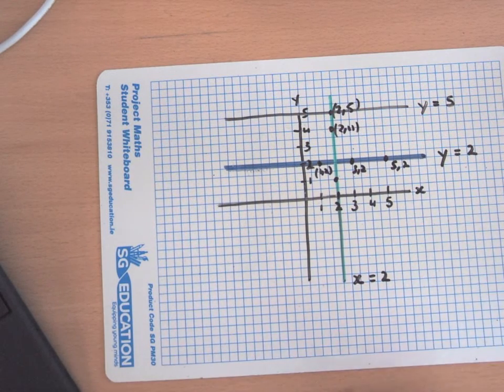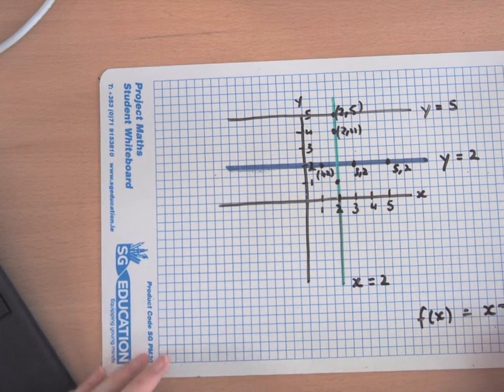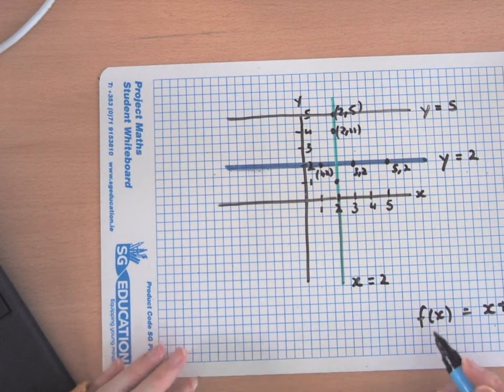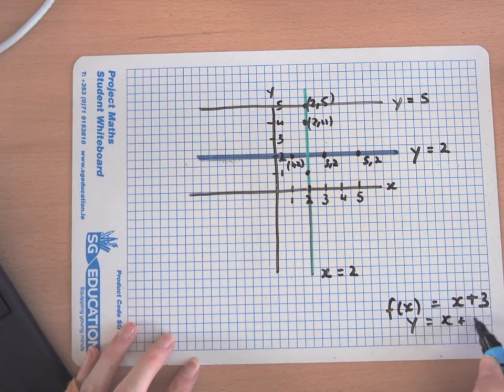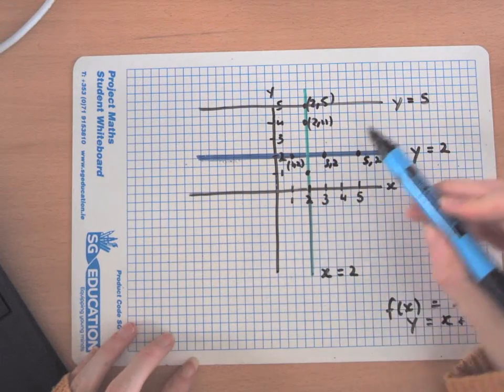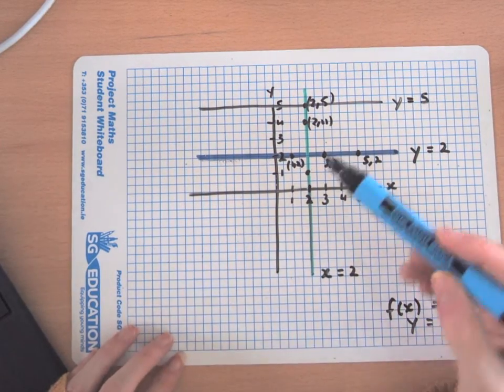So you know some of the questions we were doing was f of x equals x plus 3. What's another way of saying f of x? Y. So y is x plus 3. Do you see the way they have an x and a y? That means they're a slanted line, a diagonal. They're not horizontal or vertical.